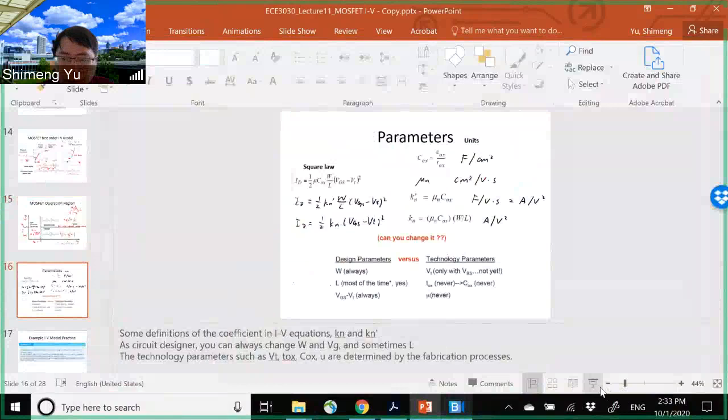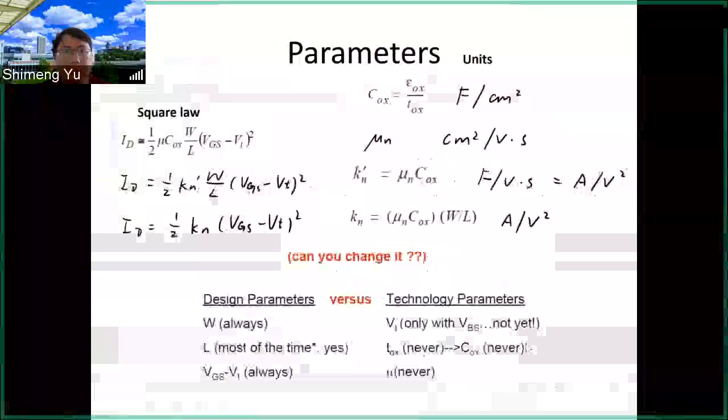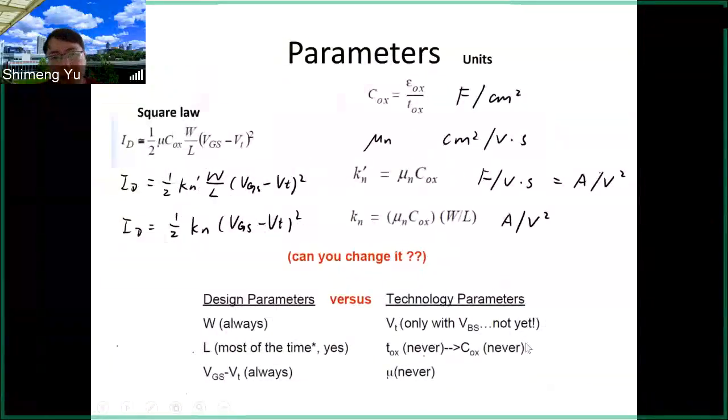Alright, so let's look at the parameters in the IV equations. So let's look at the square law for the saturation current, and we want to look into those parameters in more detail.